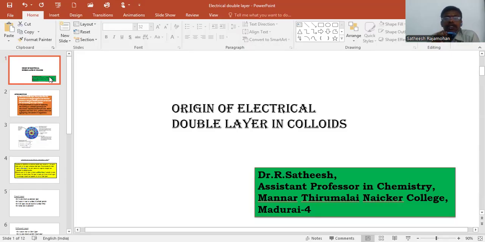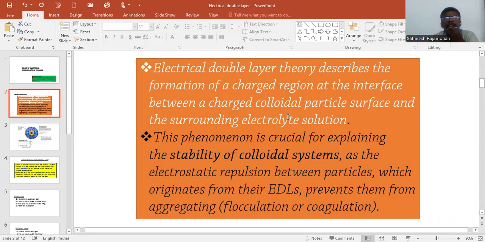As far as colloids are concerned, they are always in random motion. Absence of the charges in colloids will make them settle. So what is behind this mechanism, or what makes the colloids undergo random motion? That is explained by the electrical double layer. So let us go into the points.